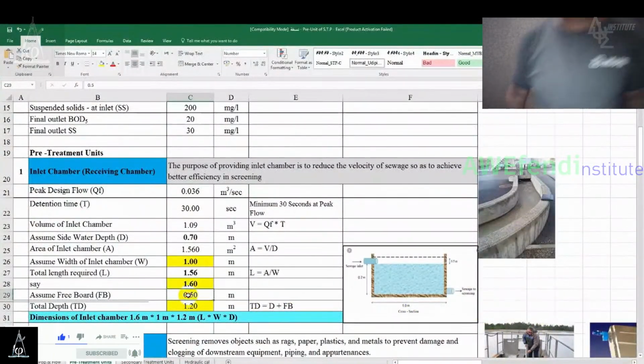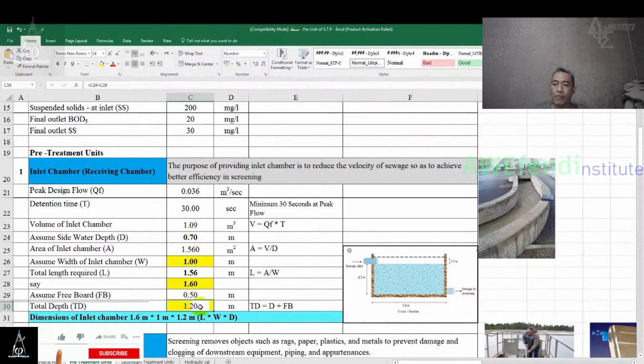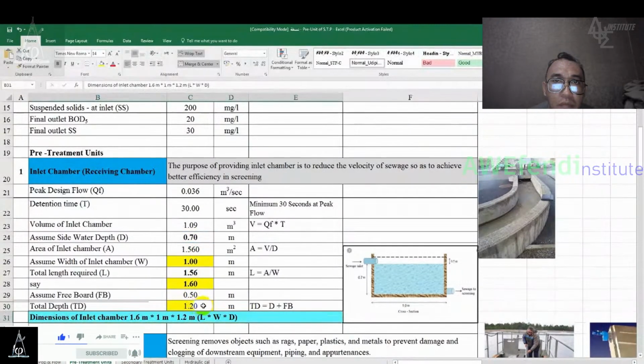Assume free board equals 0.5 meter, so total depth equals water depth in the inlet chamber plus free board. So equals this cell, water depth plus free board, this cell, enter, equals 1.2 meter, because total depth of inlet chamber equals water depth plus free board.